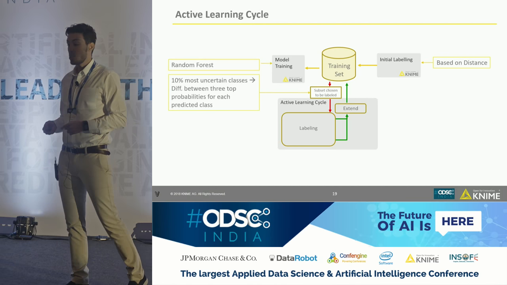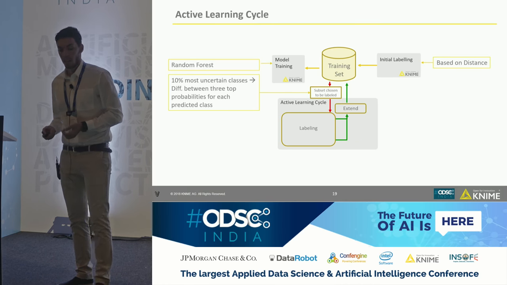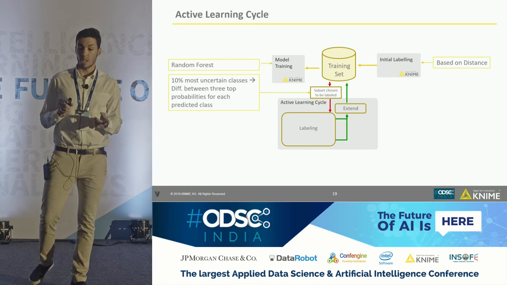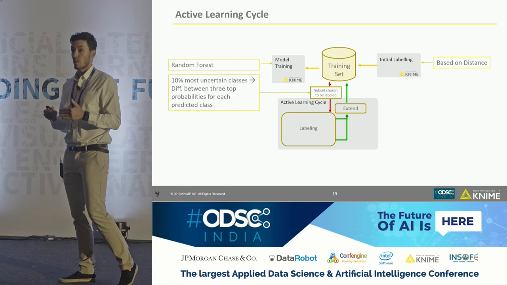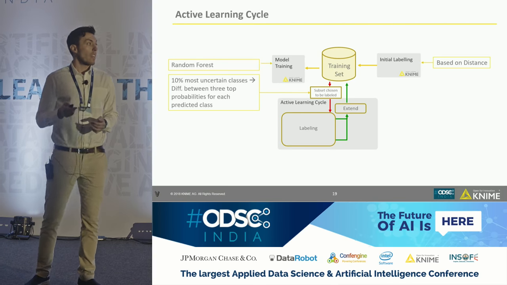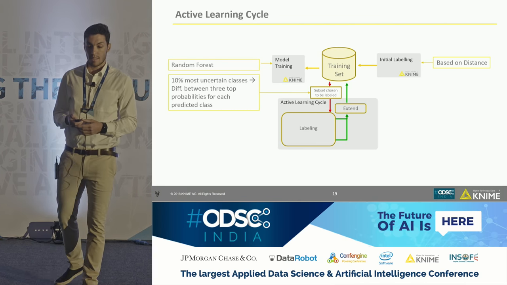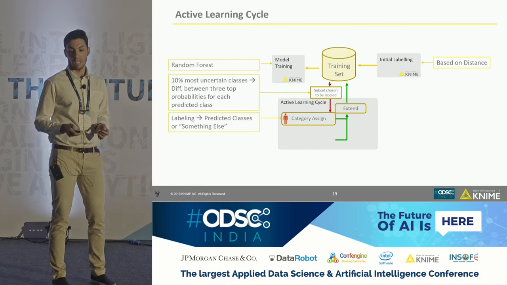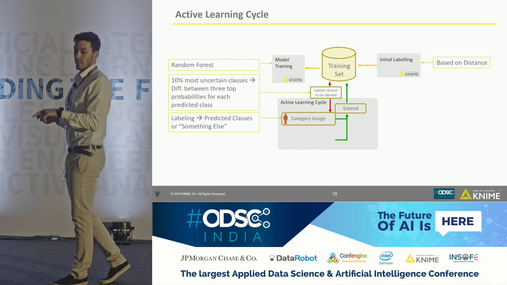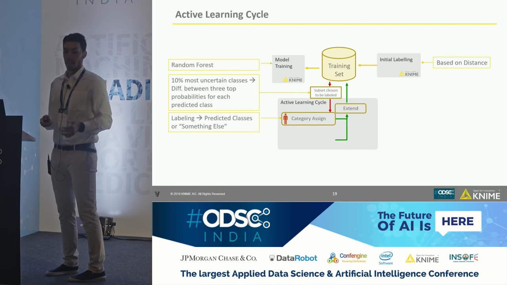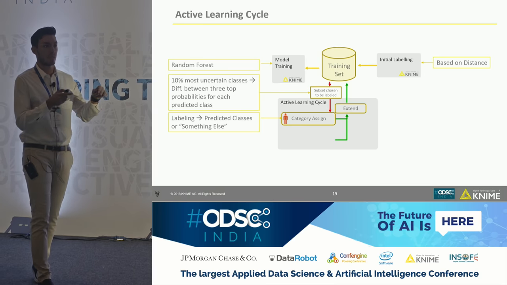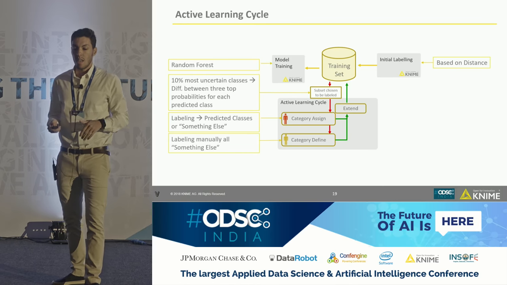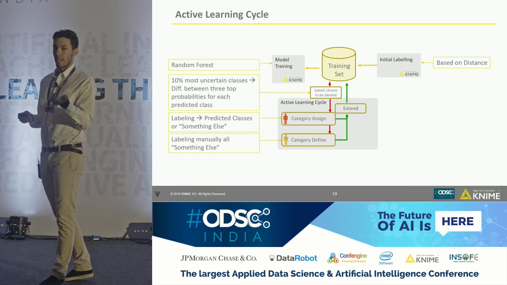The initial labeling we used was based on distance. And for the model training, we used a random forest model. Going into details, the subset that was chosen was the 10% most uncertain predicted classes. And this was the difference between the three top probabilities for each predicted class. So we first labeled the predicted class, or the something else option, or the category that was available in the choose category on the second web page. We labeled manually with a specific category.